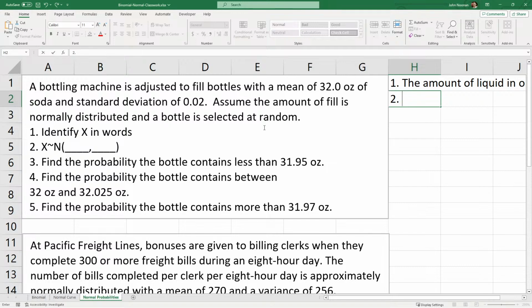So this X is related to the normal curve, and it's normal with, well, I could have asked you, but here it is. You put the mean first and the standard deviation second. There it is. So that's number 2.